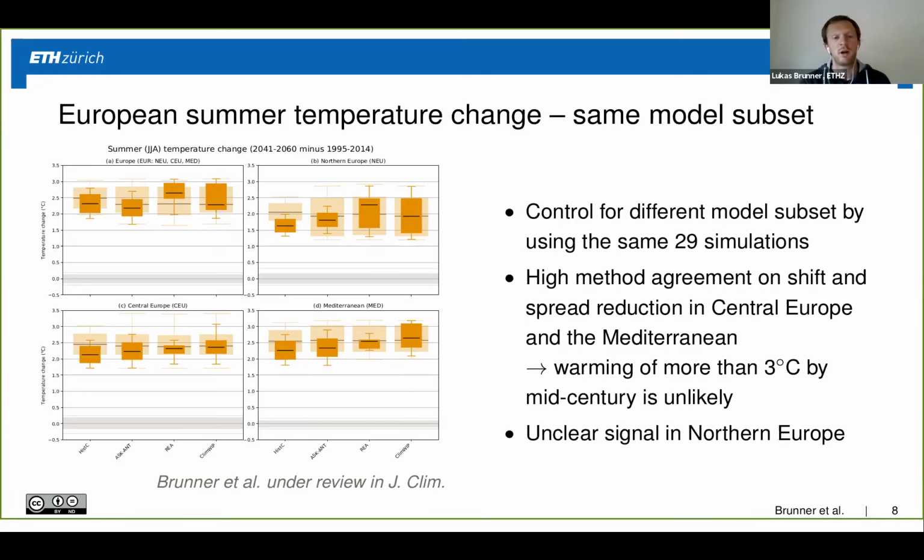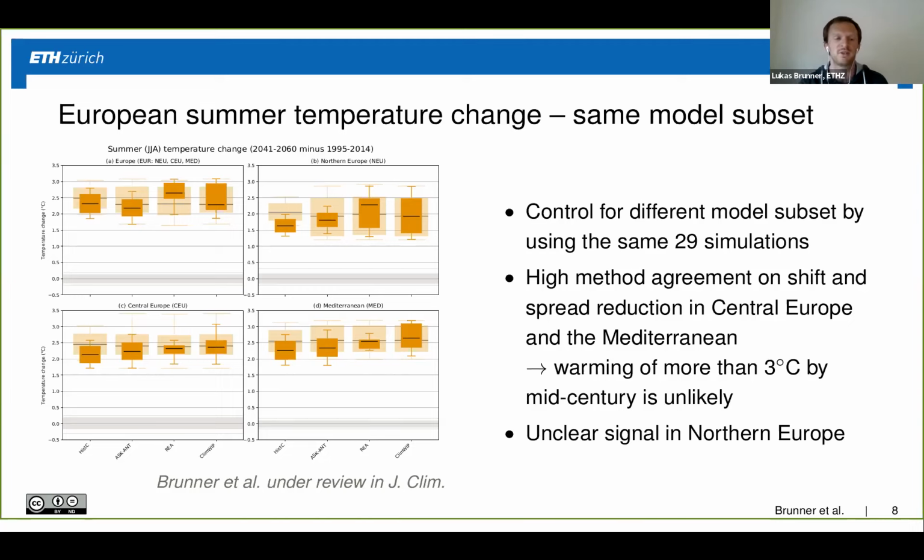But maybe a bit more encouraging, if you now look at the bottom 2 panels, I'm referring to the Central European and the Mediterranean regions, you can see that there the method agreement is quite high. In Central Europe, you see that all 4 methods which we show here agree on a reduction of the spread and also a slight shift downwards.